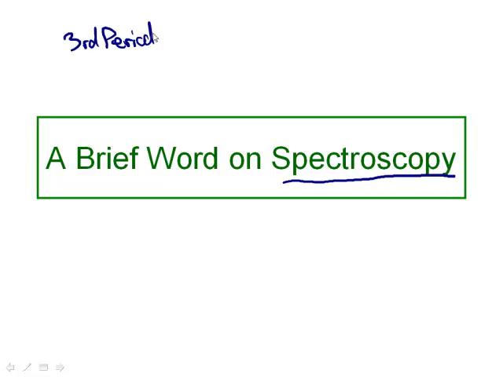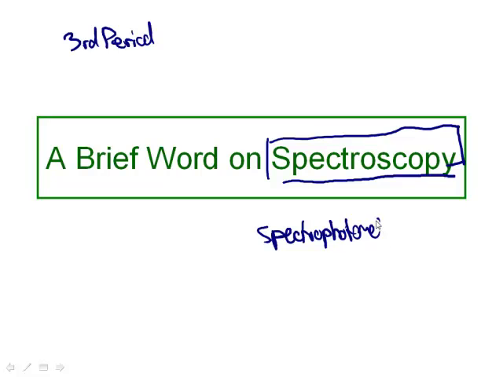Okay, so let's talk about what this spectroscopy thing is. You might remember we used something called a spectrophotometer in the lab the other day. Spectro refers to the spectrum. We can select a wavelength of light that the device is going to emit, and then a photometer is something that measures the amount of light that we're bombarding something with.